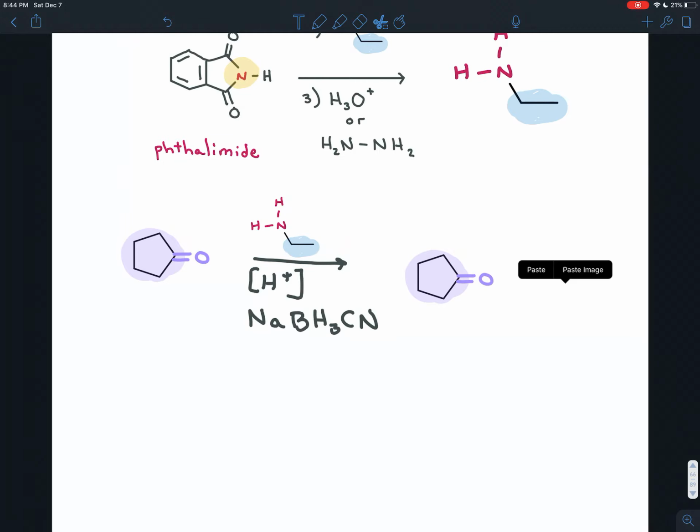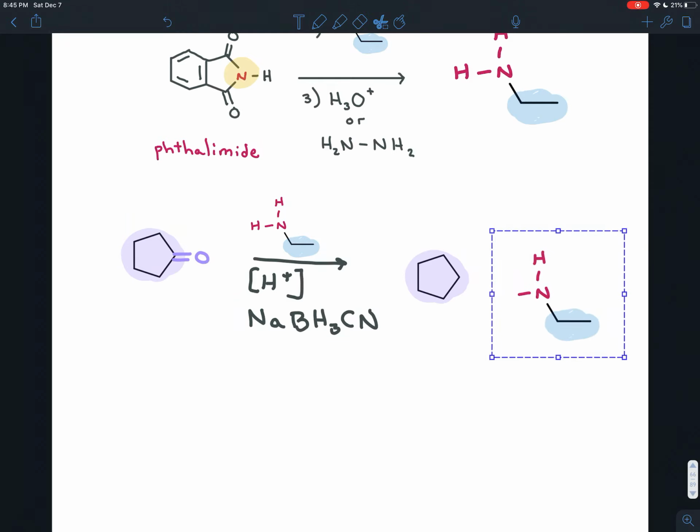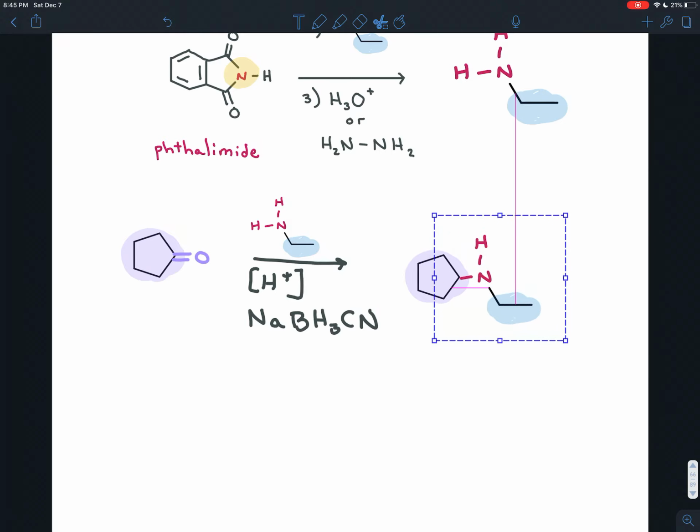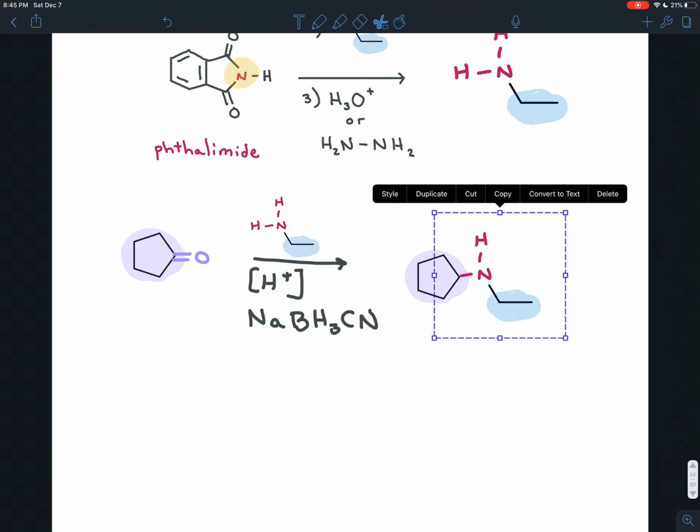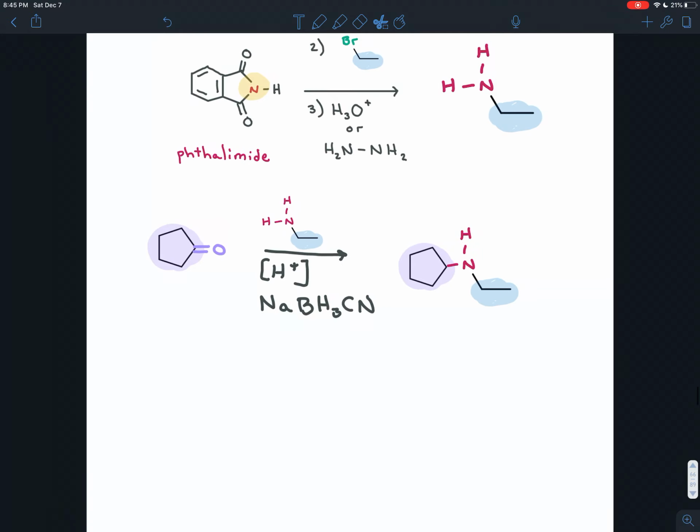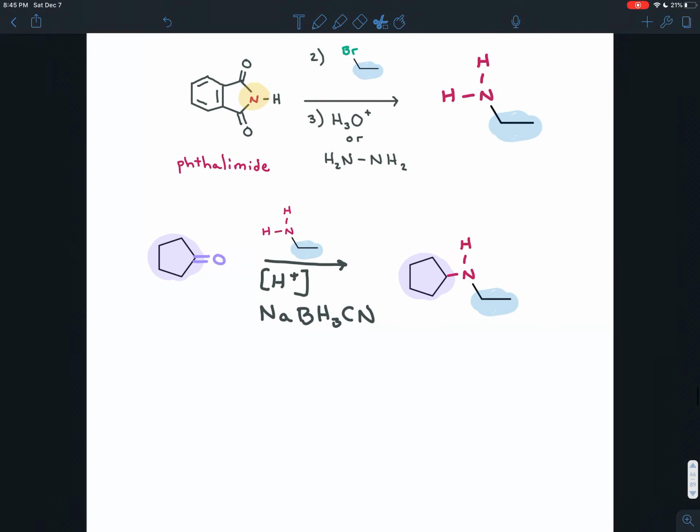Now the overall effect here is that where the carbonyl was, you'll replace it with a bond to the nitrogen. And so now we have a secondary amine. The nitrogen is bonded to 2 carbons, so it's secondary.